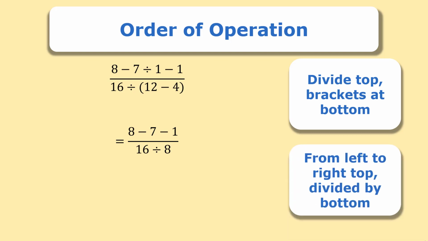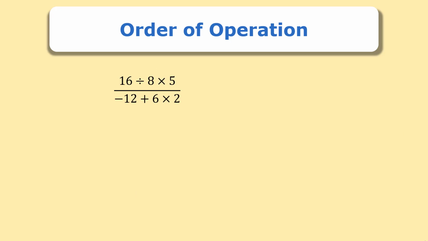Now in the numerator we can work from left to right. 8 minus 7 is 1, minus 1 is 0. In the denominator we've got 2, and remember 0 divided by anything is 0 and not undefined. It is 0.